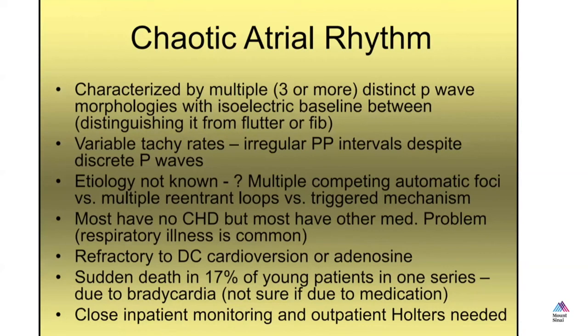Most people who have chaotic atrial rhythm do not have congenital heart disease, but often have some other medical problem, like respiratory illness. It's not uncommon in the adult world. This arrhythmia is seen in people who have pulmonary illness. The classic example is someone with a pulmonary embolism, who can have multifocal atrial tachycardia or chaotic atrial rhythm.